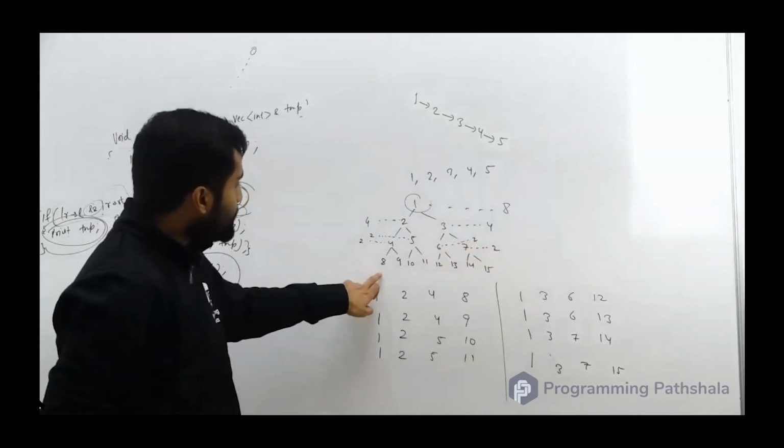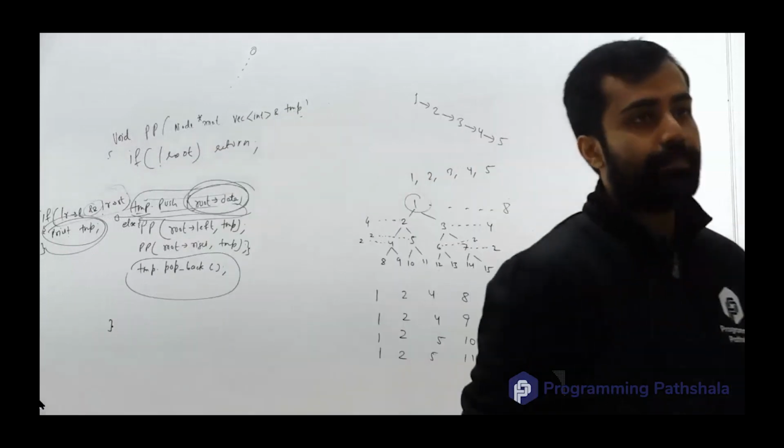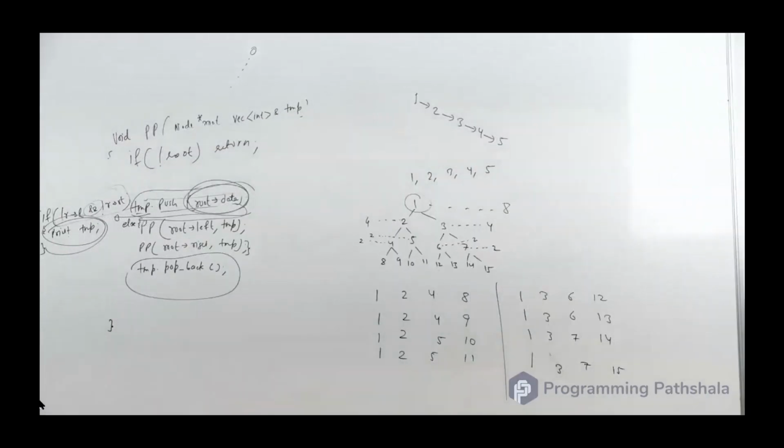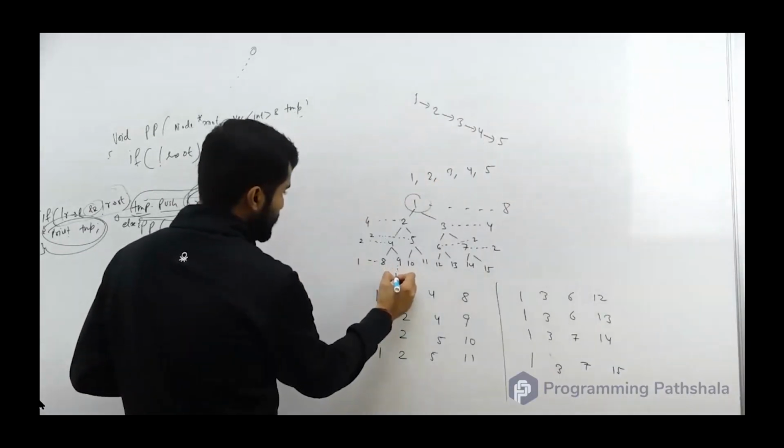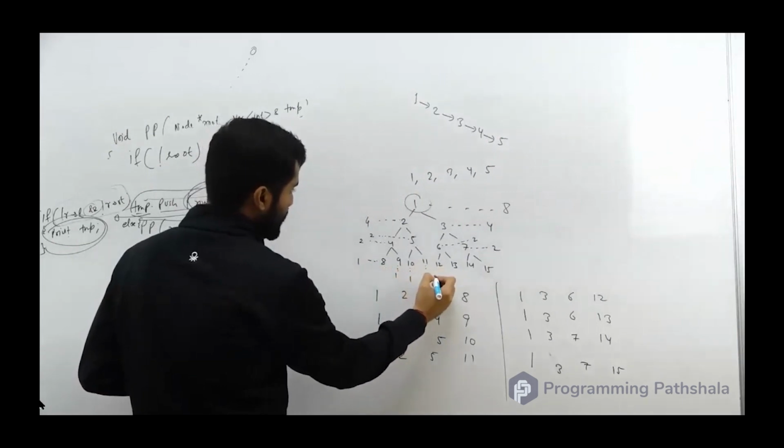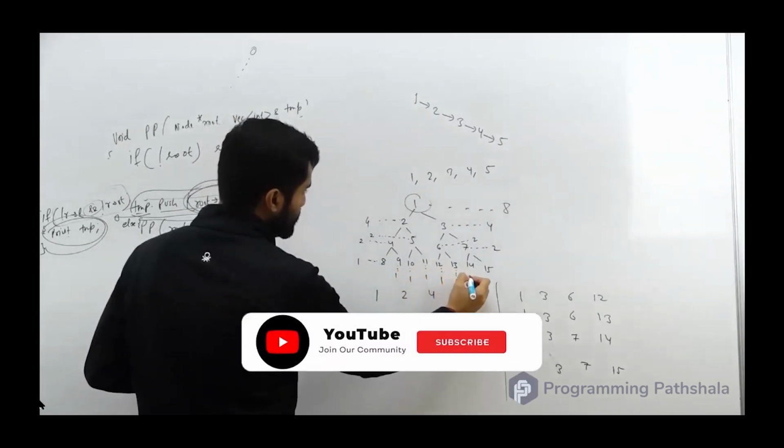Okay, how many times each of these leaves have got printed? Each of these leaves have got printed only one time each. So 1 time this, 1, 1, 1, 1.